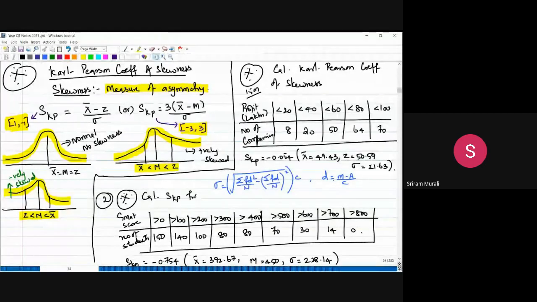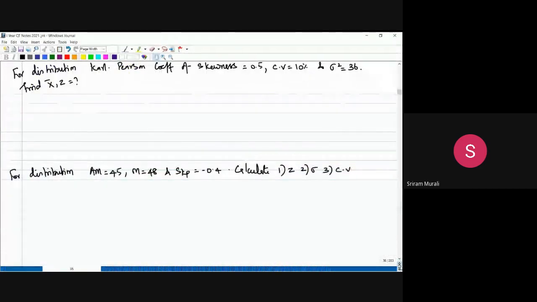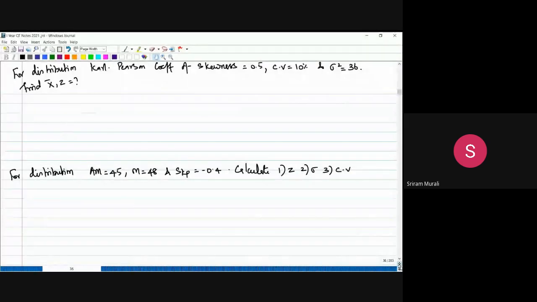Okay, now I go to these, which are all your 2 mark questions. Sometimes you will be given the Karl Pearson coefficient. CV is given. Sigma square is 36. What I want to find is the mean and mode. So if you want to find the mean and mode using the Karl Pearson coefficient, what formula do we know? SKP is x bar minus mode divided by SD. The Karl Pearson coefficient is 0.5.